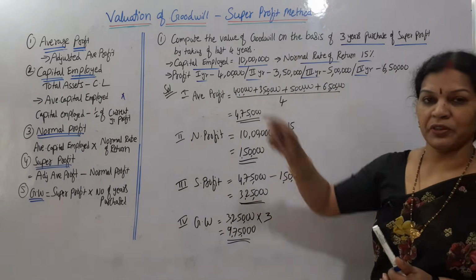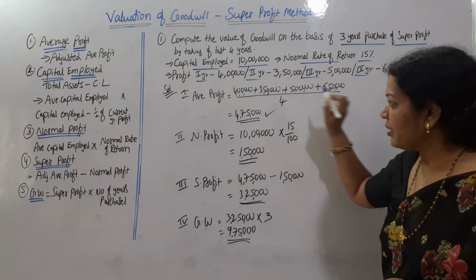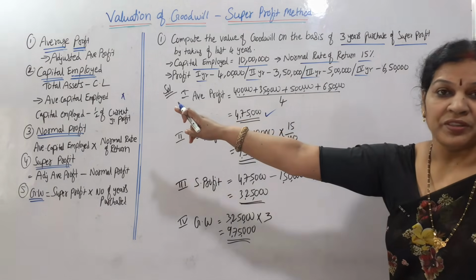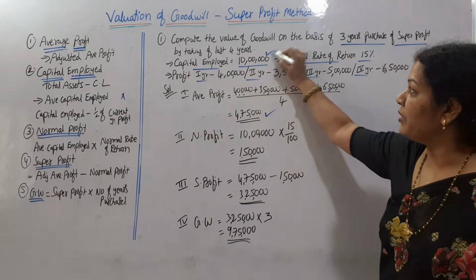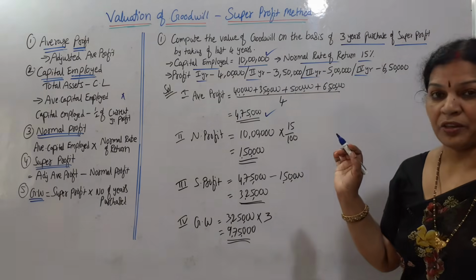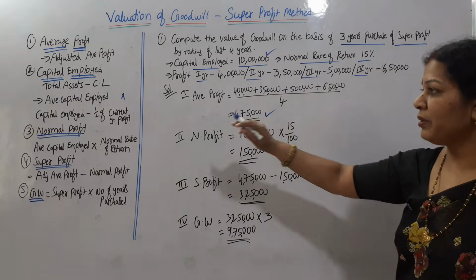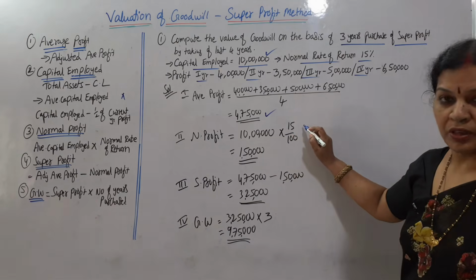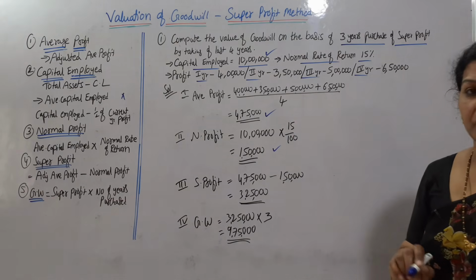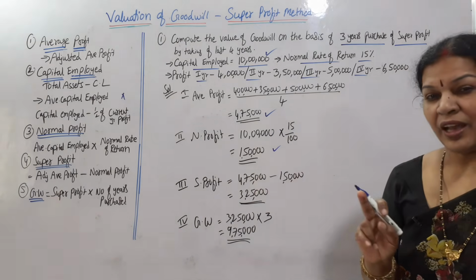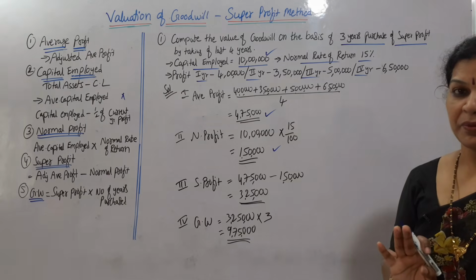First, average profit we have calculated. You got average profit 4,75,000. Capital employed we did not calculate because it is already given here. Next, after that we need to calculate normal profit. For normal profit, what we have done? Average capital employed into normal rate. So you got normal profit. Then super profit. Super profit is average profit minus normal profit.